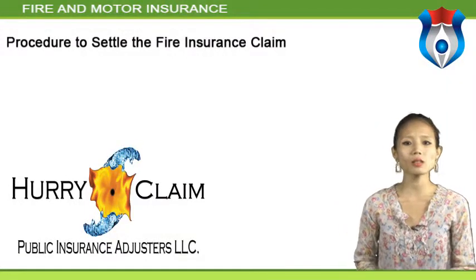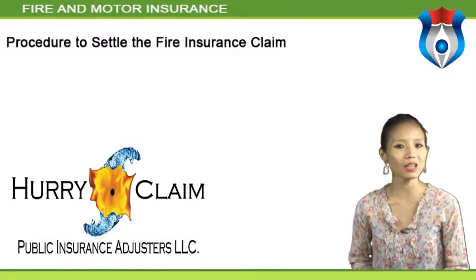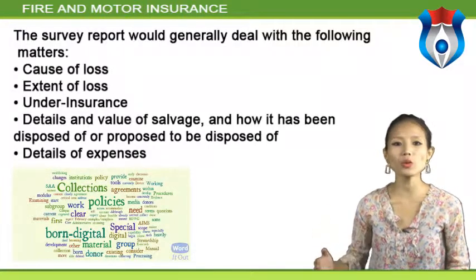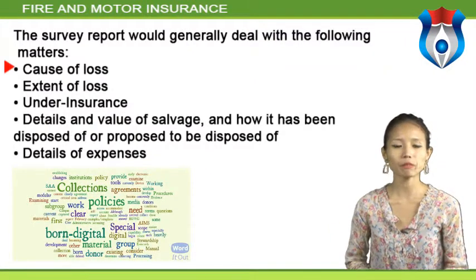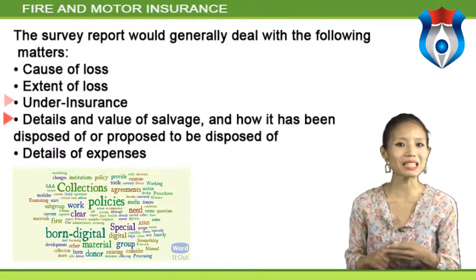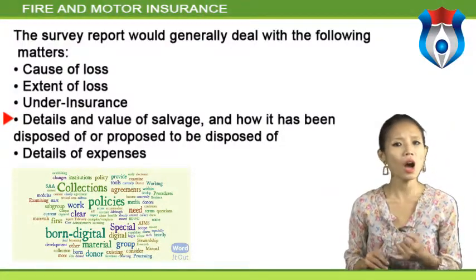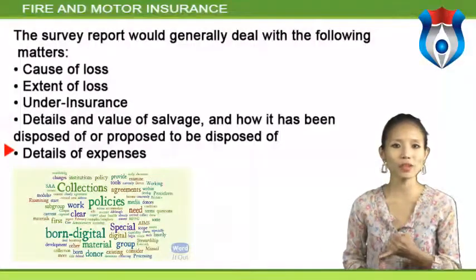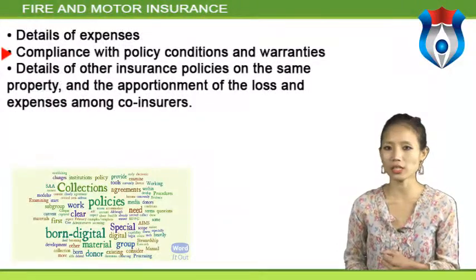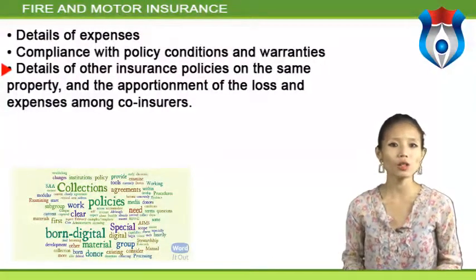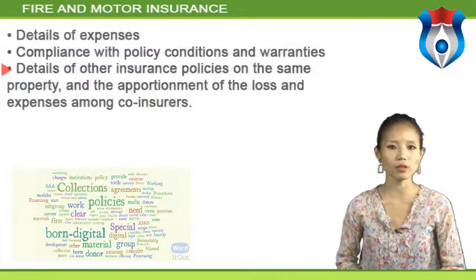However, in large losses, an independent surveyor duly licensed by the government is appointed to give a report on the loss. The survey report would generally deal with the following matters: cause of loss, extent of loss, underinsurance if any, details and value of salvage, and how it has been disposed of or proposed to be disposed of, details of expenses, compliance with policy conditions and warranties, details of other insurance policies on the same property, and the apportionment of the loss and expenses among co-insurers.